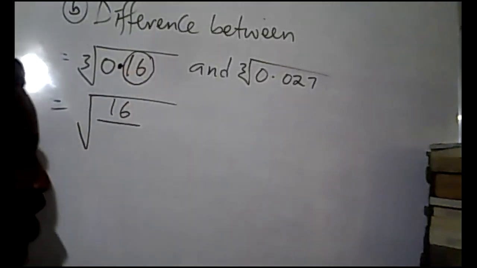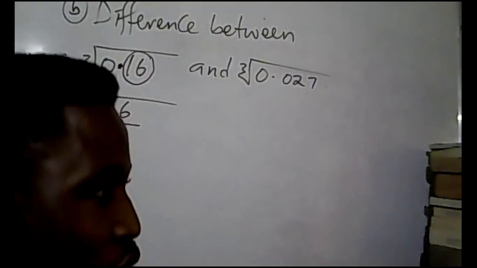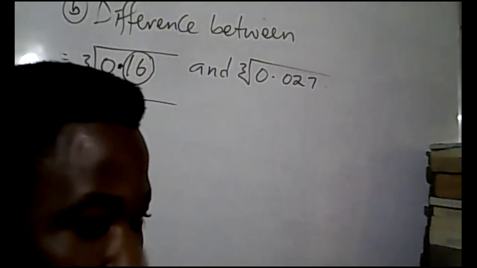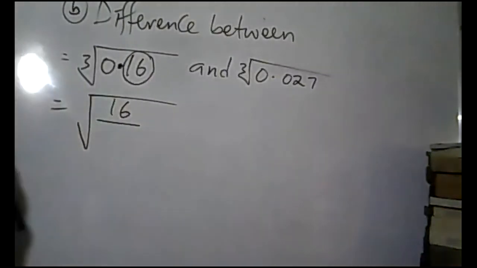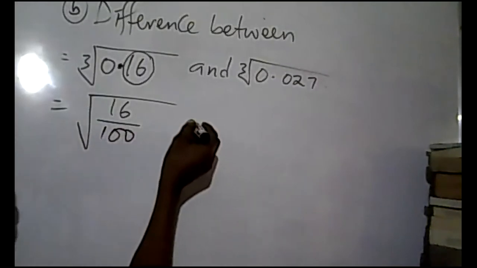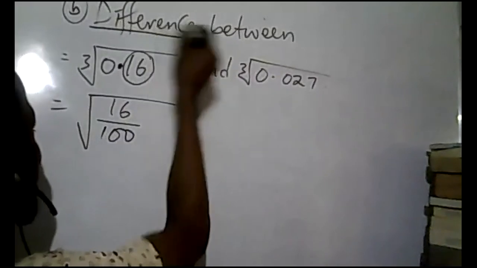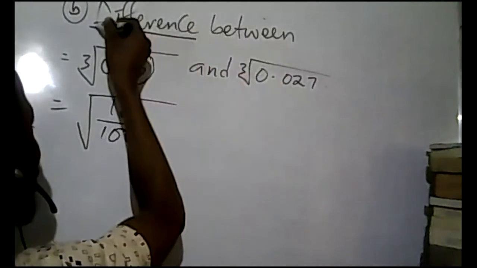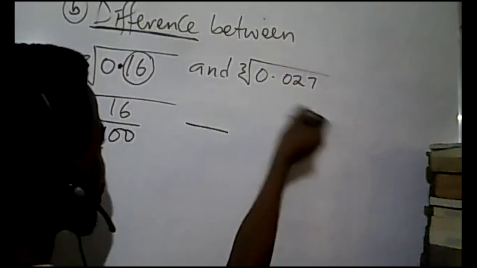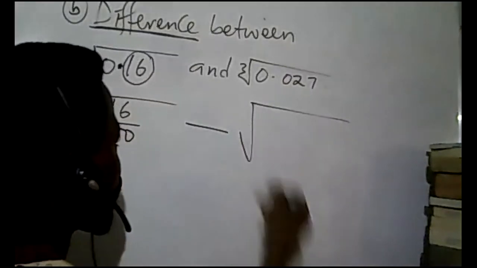If you have 2 digits after the decimal point, what will your denominator be? Yes, 100 over 100. Thank you. A round of applause for yourself. And I told you already what the difference is between this and this. The difference is minus, so put minus. Then change this one also to a fraction.